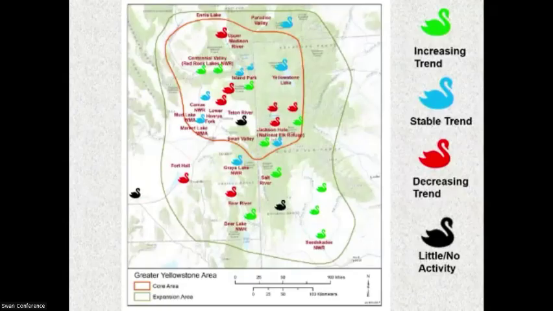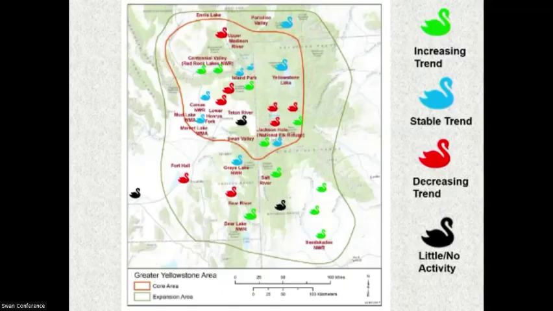And this is a good representation where if it's a green swan, it's an increasing trend, blue is stable, red is decreasing, and black, there's little to no activity. So you have the core area right here from Red Rock Lakes to Yellowstone, and this is a combination of increasing or stable areas. But then you've got this area here, and then this big area right in through here has been decreasing trends.